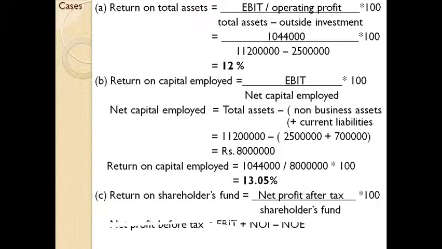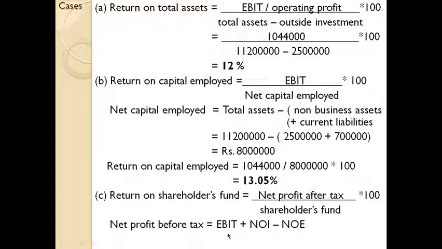Because net profit before tax can be computed using the equation: earnings before interest and tax plus non-operating income minus non-operating expenses. I hope you all are familiar with this part of the equation, because we have dealt with the same situation in the previous questions, where you found the value of operating profit as well as net profit by adjusting non-operating expenses as well as non-operating income. So use the same equation here.